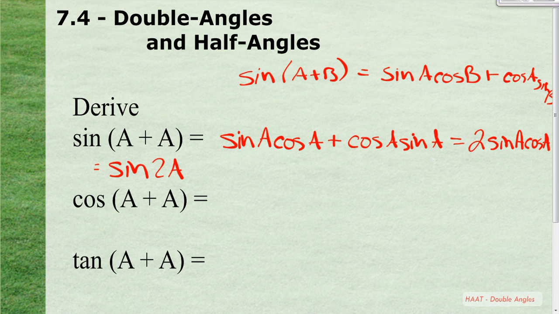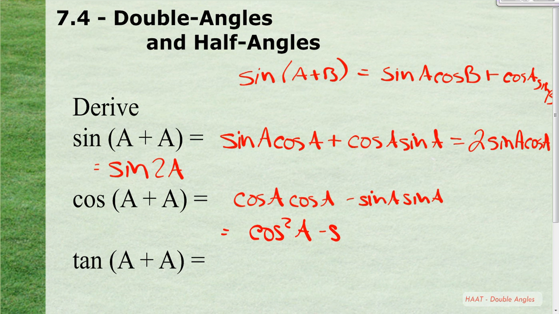Now, cosine of a plus a, you're going to do the same thing. It would start off as, remember, cosine, cosine, minus sine, sine. So it's going to be cosine a, cosine a, minus sine a, sine a. So that's just going to become cosine squared a minus sine squared a. We're going to play around with that in a second. And then tangent, you can do a couple of different ways, so we'll play around with that as well.